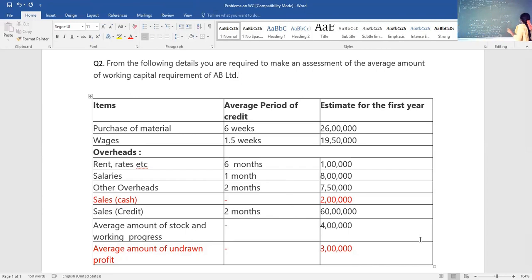So what all assets do we have? Can anyone summarize the assets that are given to us? What all assets do we have? Sundry debtors. Yes, sundry debtors and stock. Yes, very good, stock. So give the heading statement of estimated working capital for AB Limited.